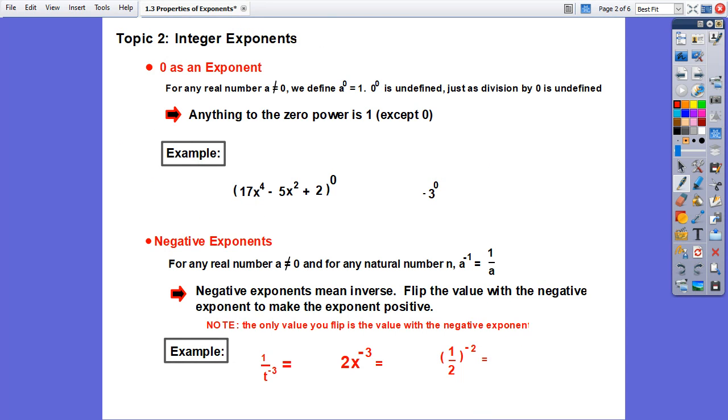Let's go to integer exponents. This is where we'll spend most of our energy. First type of property that we would want to get down is this idea of a 0 as an exponent. For any real number other than 0, where a can't equal 0, 0 to the 0 is undefined. It's what they call an indeterminate form. And so we want to just be careful there. We won't encounter that, but just understand when we say anything to the 0 power is 1, we're excluding 0 itself.